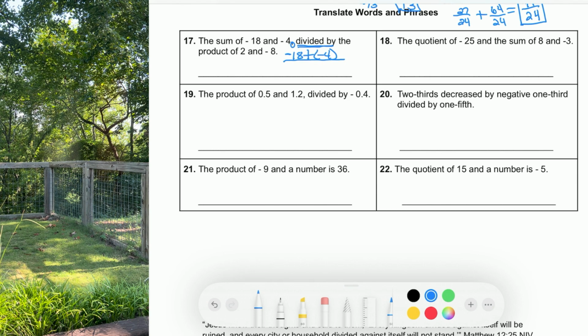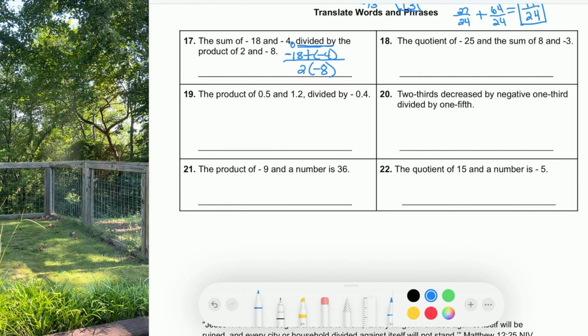Product is multiplication, so the product of 2 and -8. That means I'm multiplying 2 and -8, and that's my answer. Some of the problems will want you to go ahead and solve from there, but for the sake of time, I'm not going to do that. I just want to help you translate, and then you can solve them.